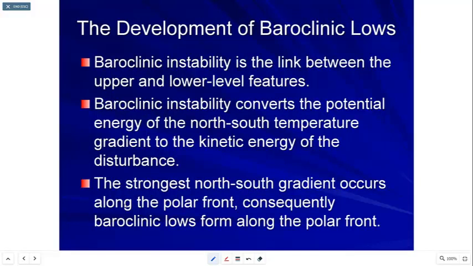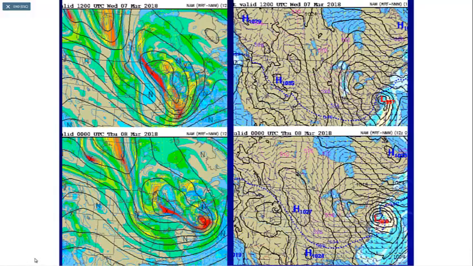So baroclinic instability is the link between the upper and lower level features. Baroclinic instability converts the potential energy of the north-south temperature gradient to kinetic energy of the disturbance. The strongest north-south gradient occurs along the polar front. Consequently, baroclinic lows form along the polar front.